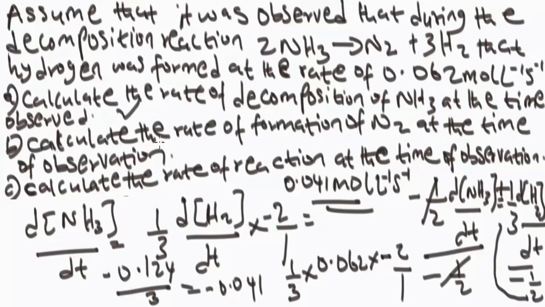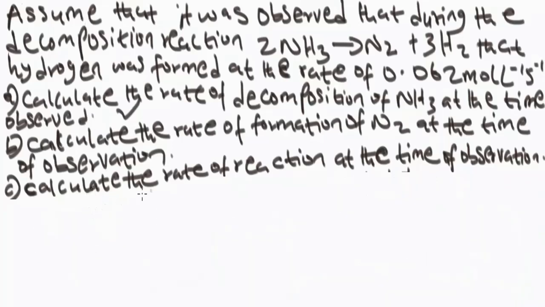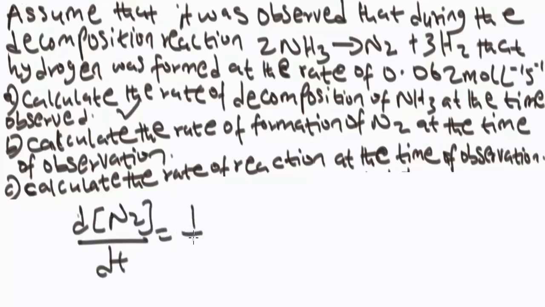Now let's solve question B. Calculate the rate of formation of nitrogen gas. So let's write below. The rate of formation of nitrogen gas, that will be the rate of appearance of nitrogen gas. Let's express it using hydrogen, since we have the value of the rate of formation of hydrogen gas, so we express it in terms of hydrogen gas.